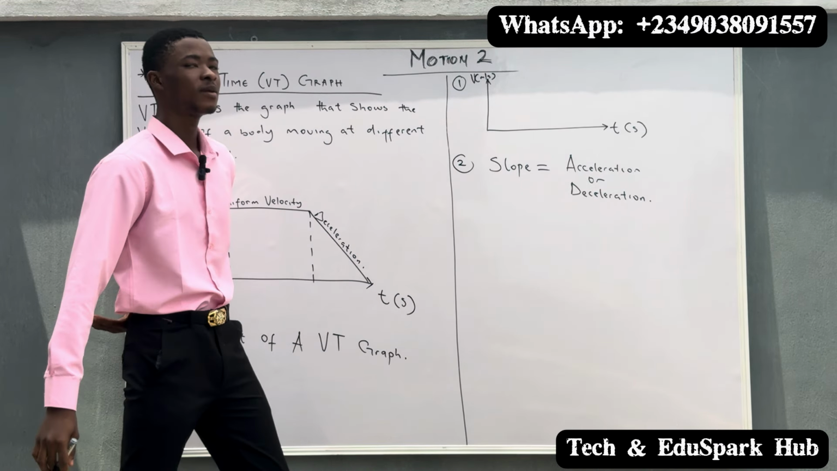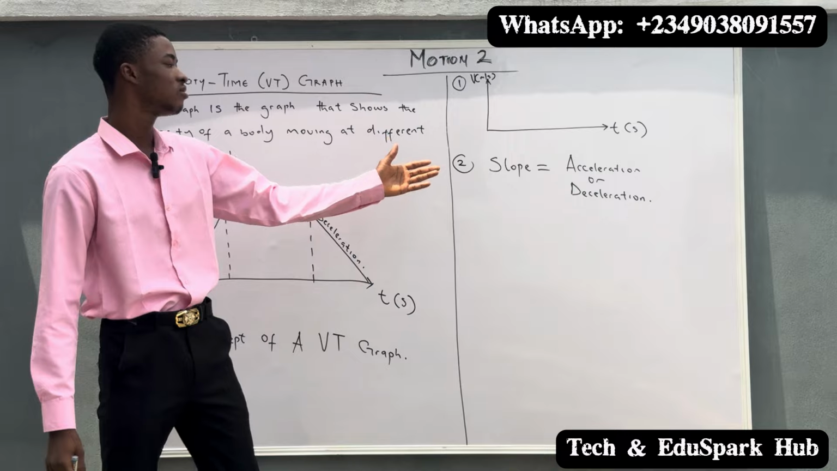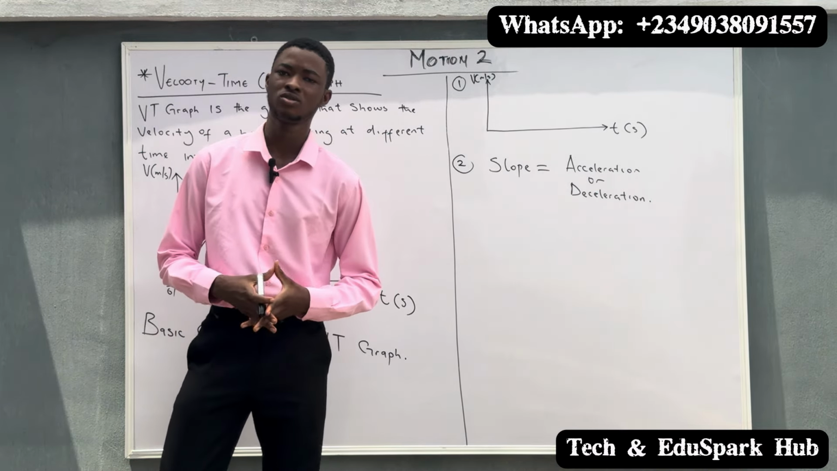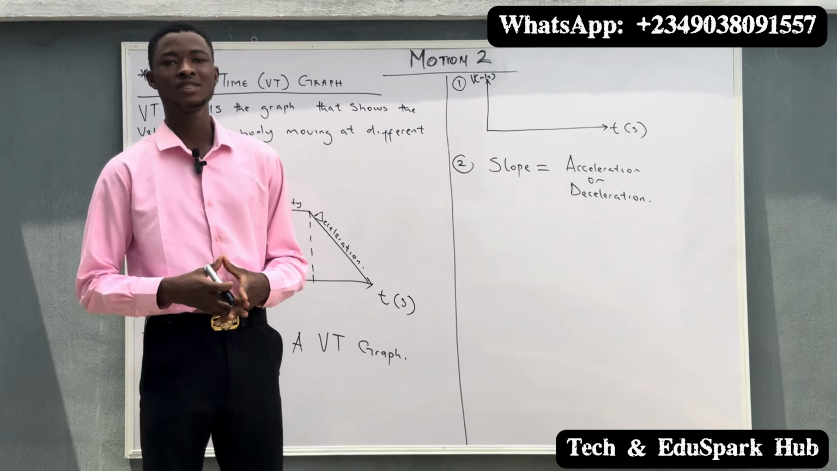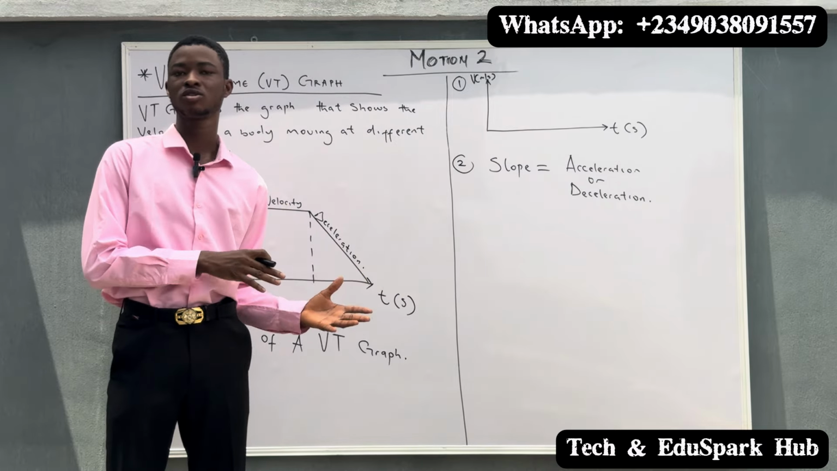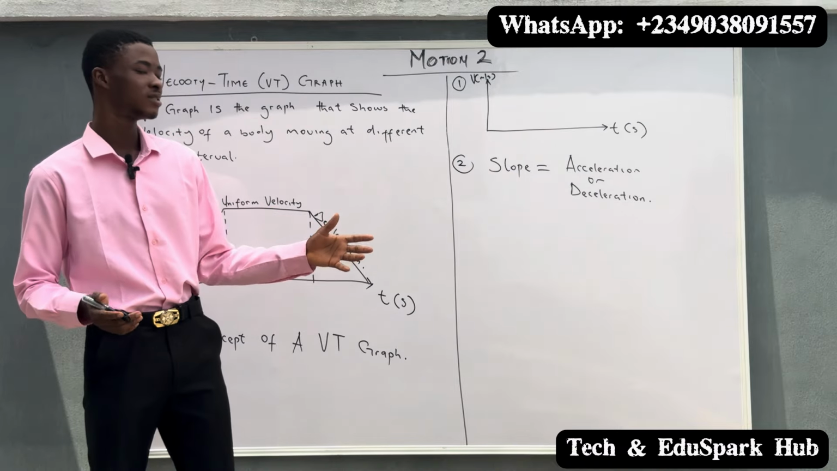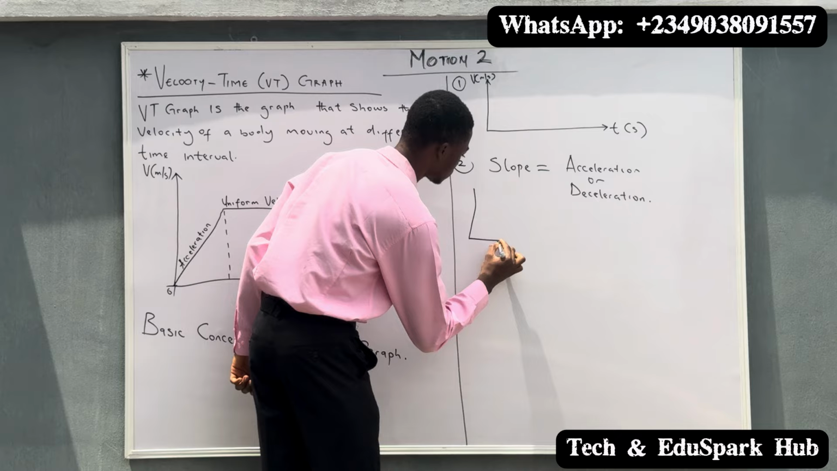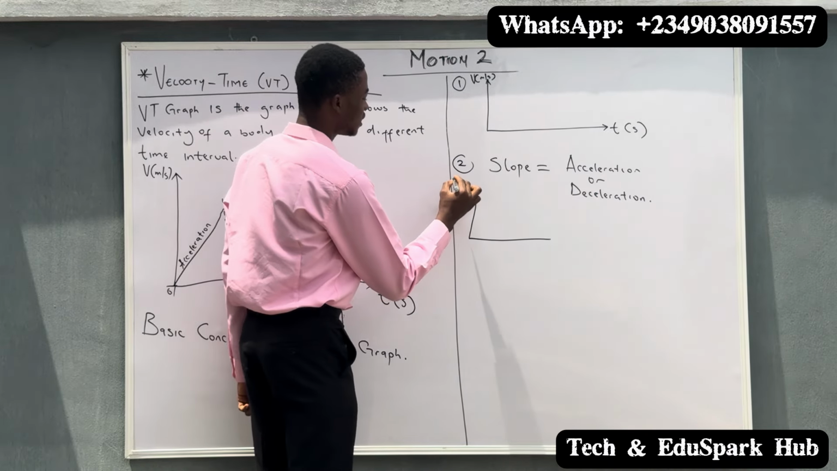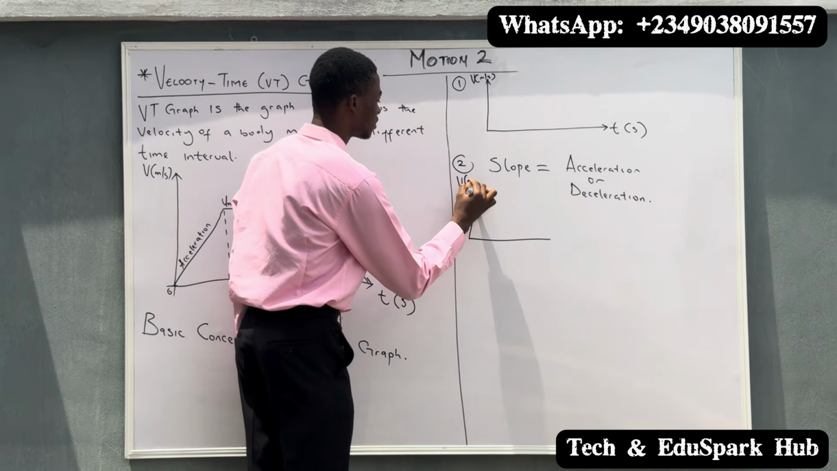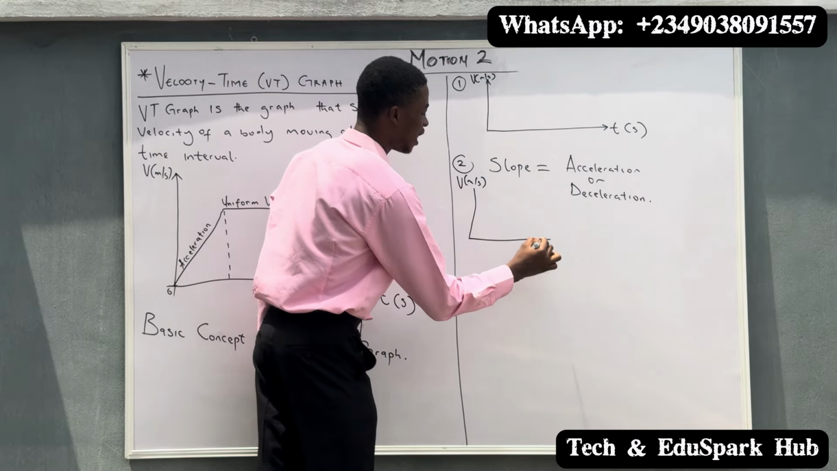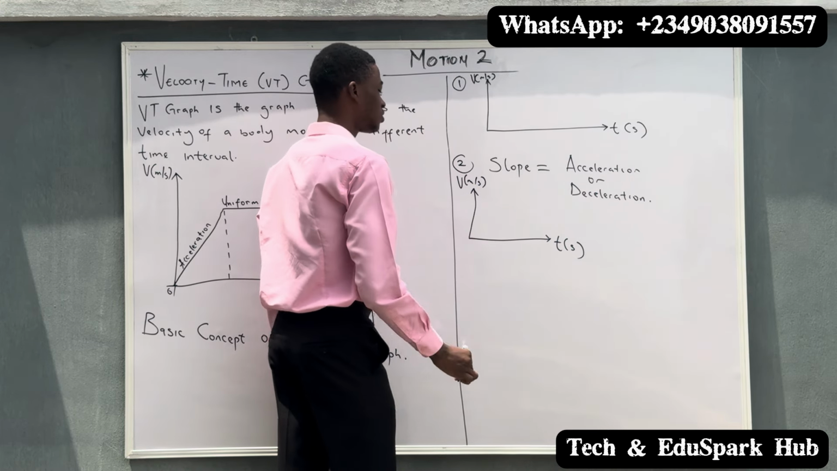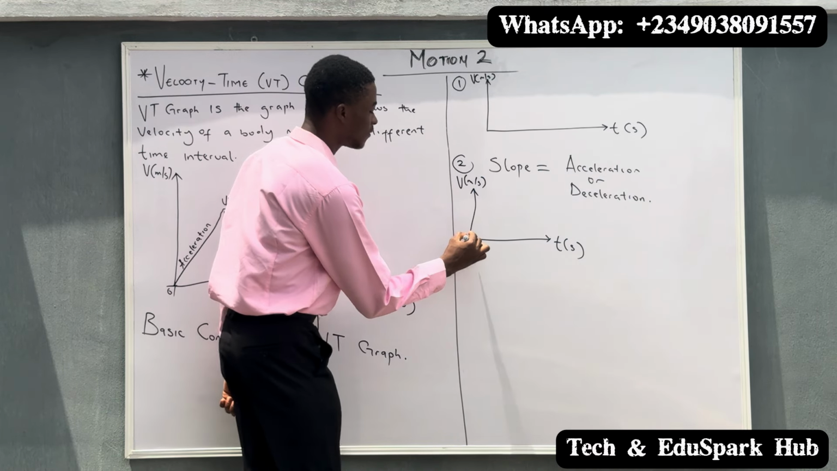So this is another important thing to know. Note that the slope of a velocity time graph is always the acceleration or deceleration. So how do we know that the slope is acceleration? How do we distinguish the acceleration from the deceleration? So in order to differentiate, if you see a graph like this, you can see this graph. We said we have the velocity in meter per seconds at the y-axis, and we have the time in seconds at the x-axis.